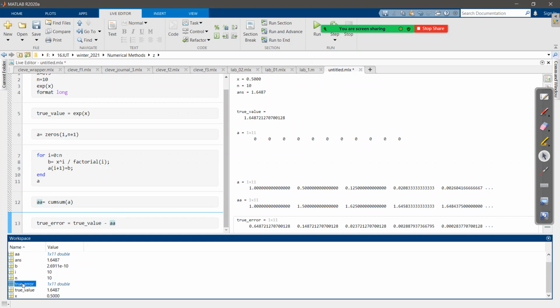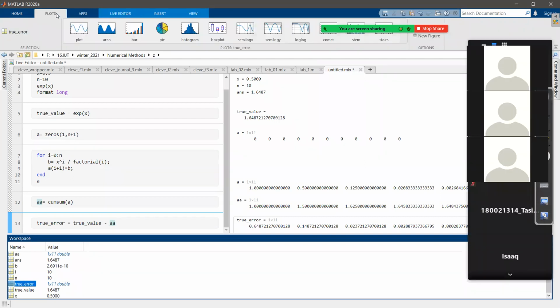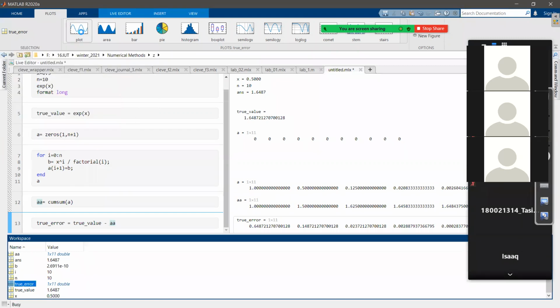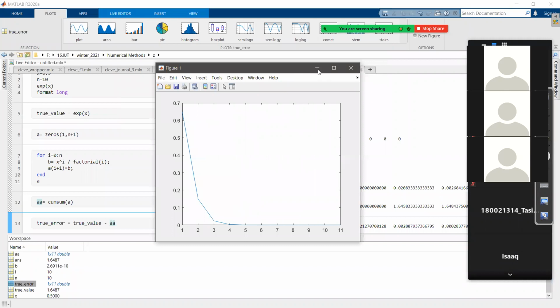Are you following me? Yes, sir. Then you can see there is an option, Plots, right? Go to the Plots option. What I want to create is a line plot. So I click this one. This is a line plot, a 2D line graph using linear axis. As you can see, a line plot is created.